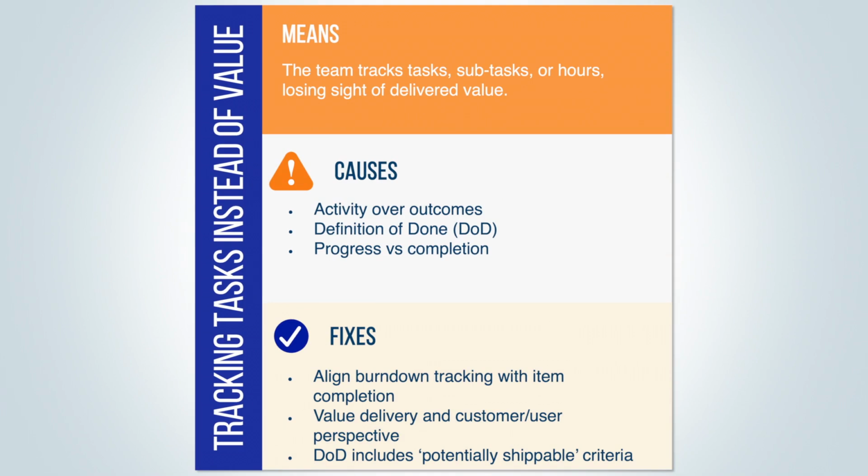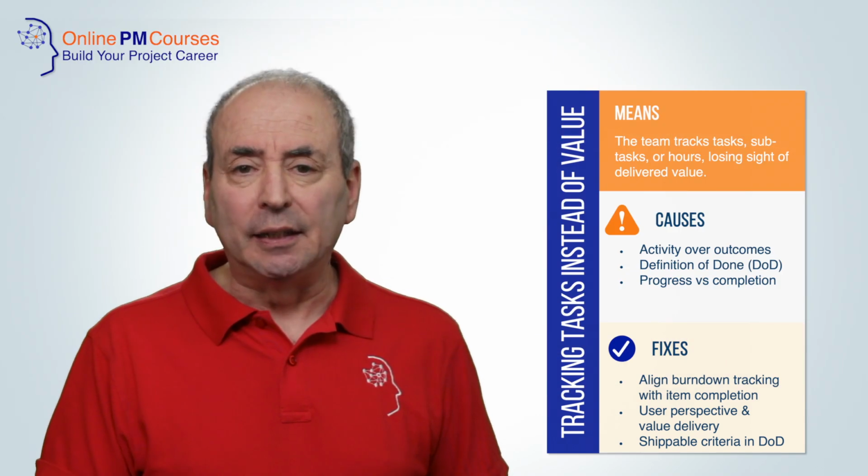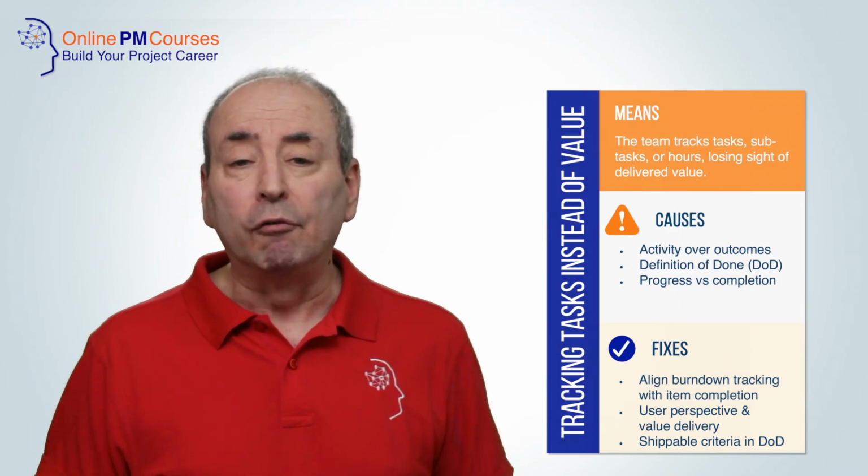The best way to fix this is to align your burn down tracking with completion of backlog items. Emphasize the customer's or user's perspective and the delivery of value to them, and ensure that your definition of done includes criteria relating to the shippability of what you're creating.